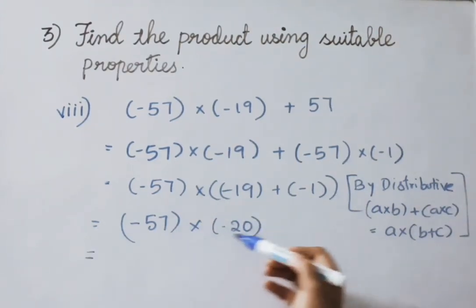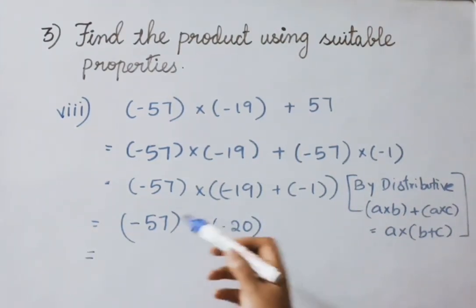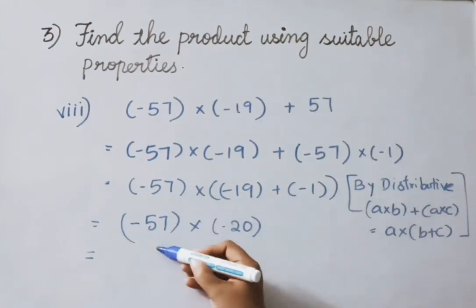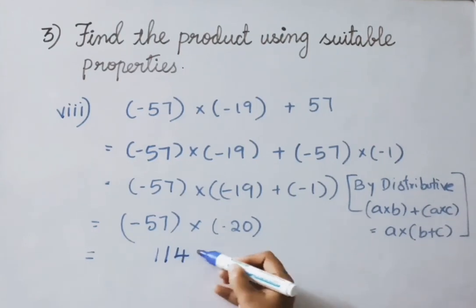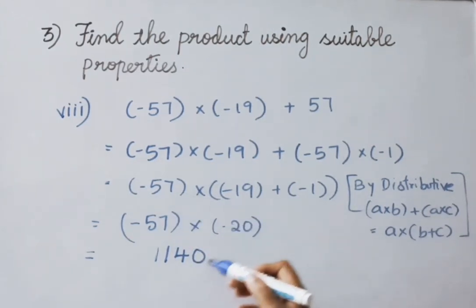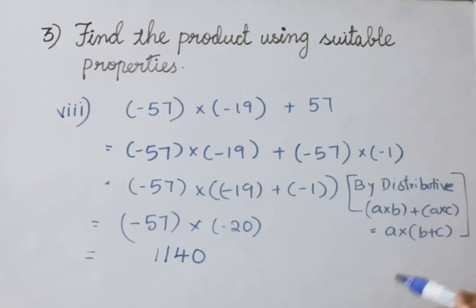See, minus 57 into minus 20. Product of two negative integers will be a positive integer. 57 twenties are 1140. That is, 57 twos are 114. 57 twenties are 1140. So this is the answer.